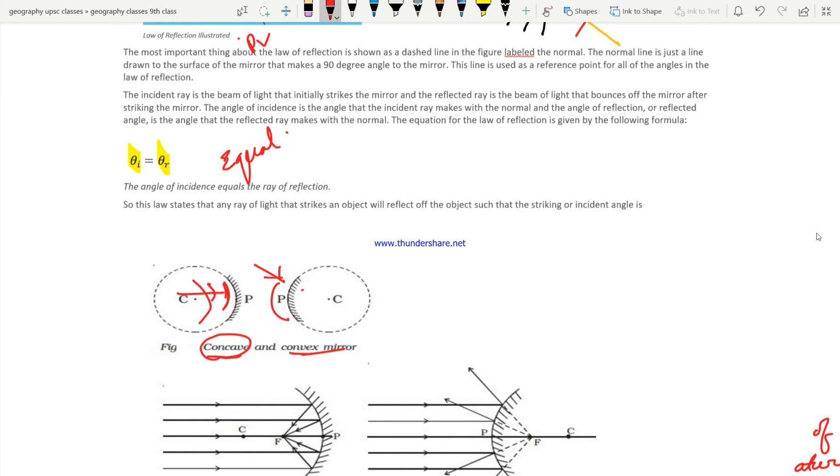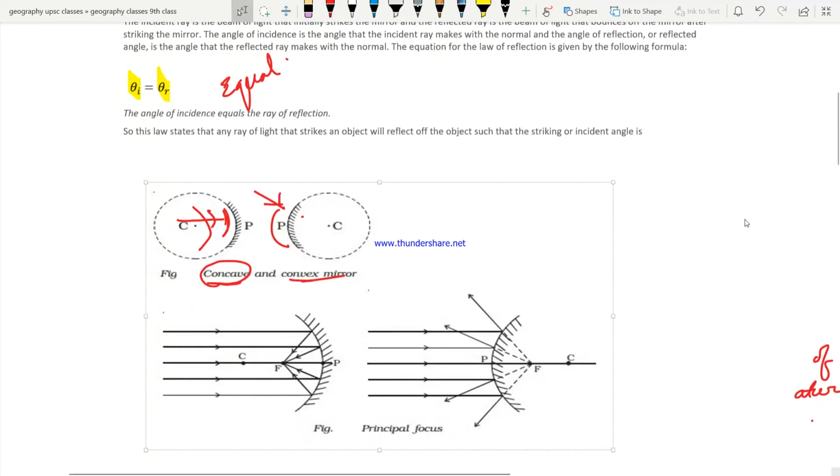So here, what is this? Center of curvature. This is the pole. This is the focus. What is a pole? The geometrical center of the mirror is called the pole. What is the center of curvature? The center of curvature is this, the center of the sphere.